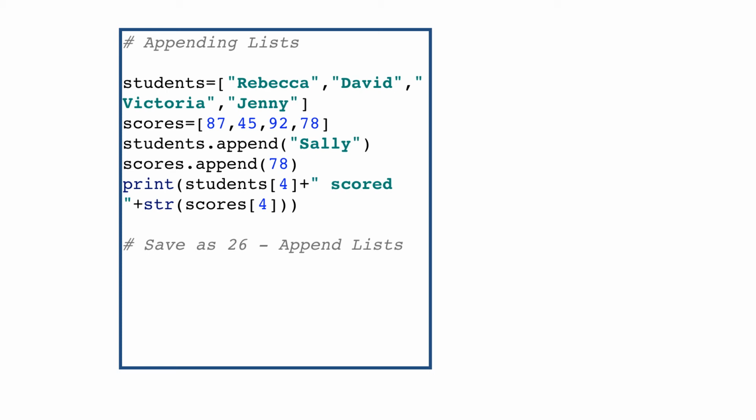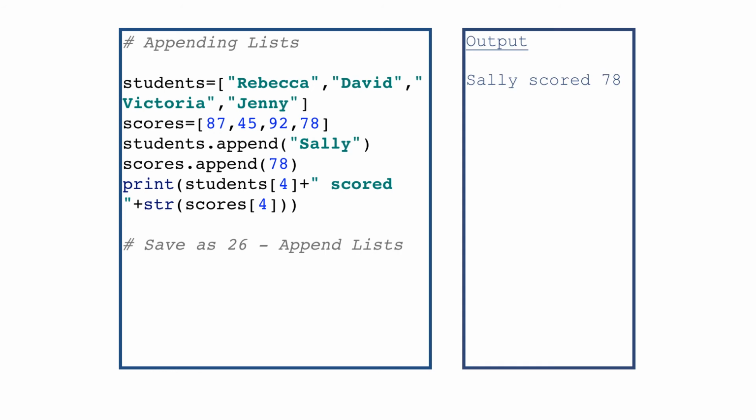Copy and paste into your book, run it, and see what happens. If you pause now. Okay, and there we are, Sally scored 78. Right, so now pause again, put this in your book, and then we'll continue. Pause now.